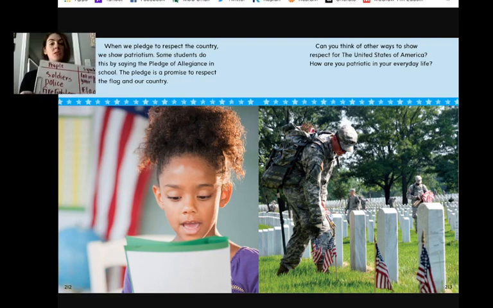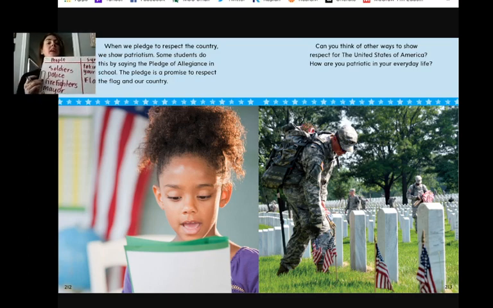All right, our last page in our story. We pledge to respect the country. We show patriotism. Some students do this by saying the Pledge of Allegiance in school. The pledge is a promise to respect the flag and our country. So right there, there's a symbol, isn't it? Can you think of other ways to show respect for the United States of America? How are you patriotic in your everyday life?